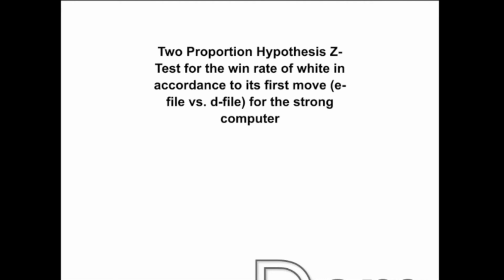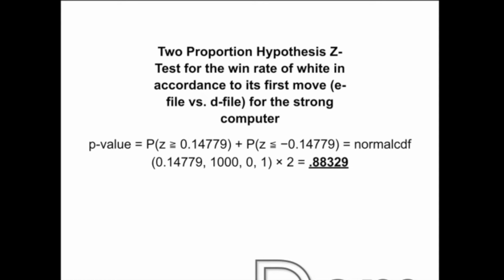So we performed a 2-proportion hypothesis z-test for the win rate of white in accordance to its first move, E file or D file, for the strong computer only, because we decided that it was not reasonable to do with the weak computer because of the weird results. All of our conditions are met, and we simply plug in all the values, and we get a very high p-value.